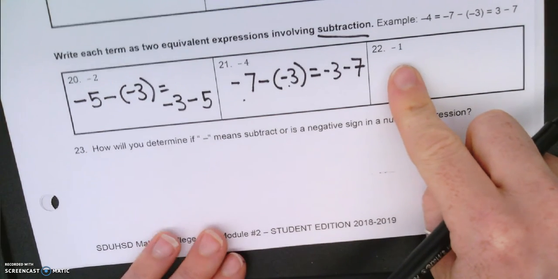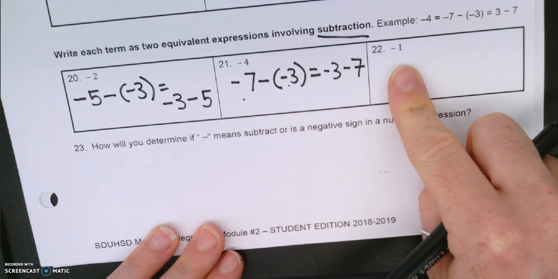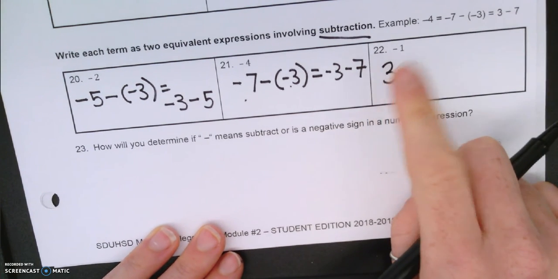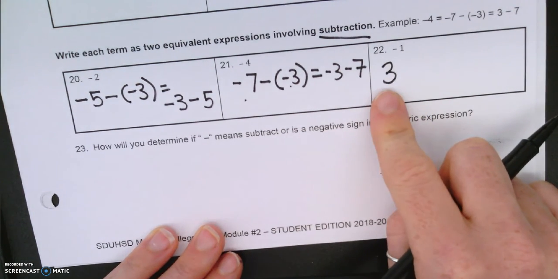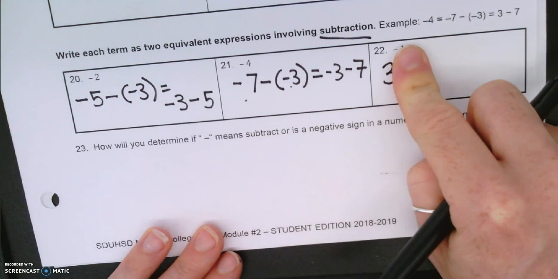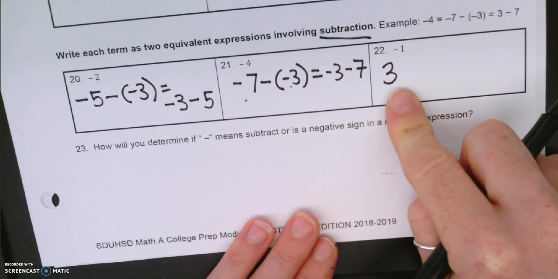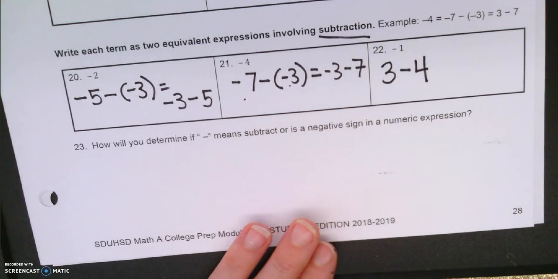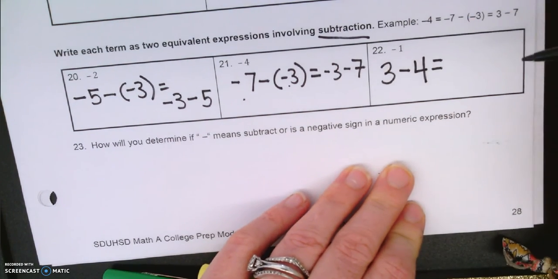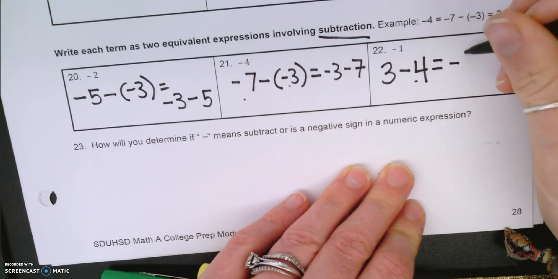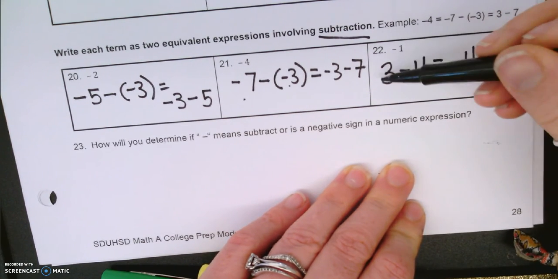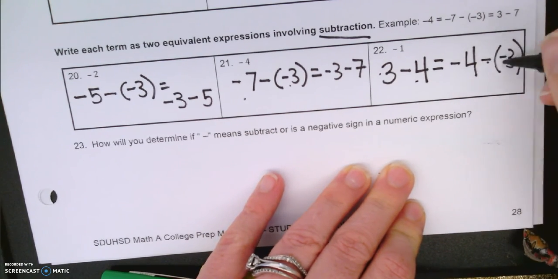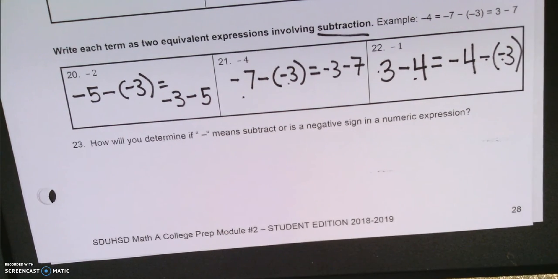Let's look at -1. Well, what if I had +3? How many am I going to take away from +3 to make -1? I need to take away 4. Well, how can I write that with a subtraction? Well, I would take the -4, and since this is a +3, I'll just subtract a -3 because the two negatives make a positive. Excellent.